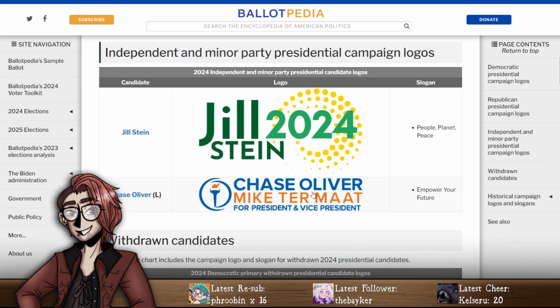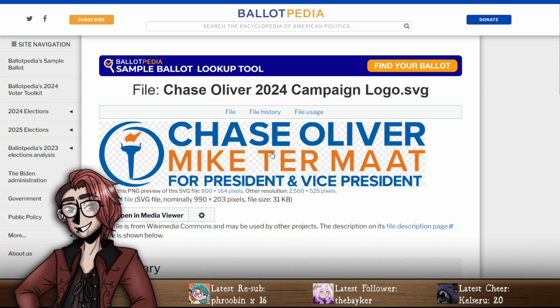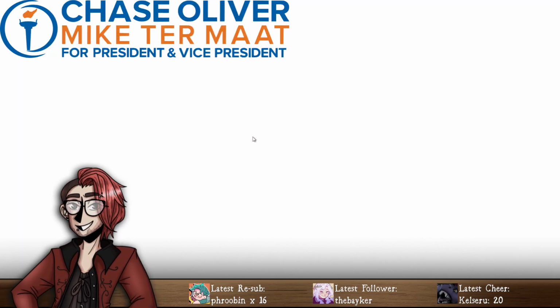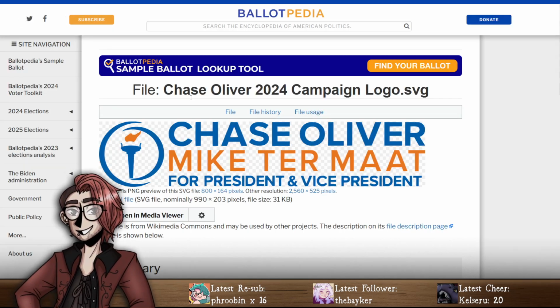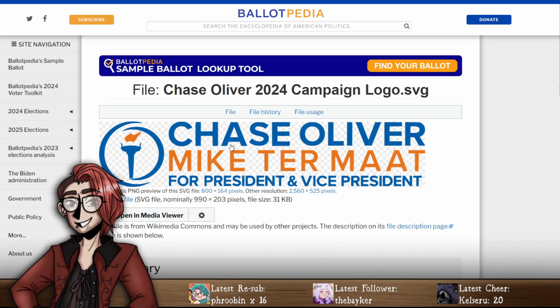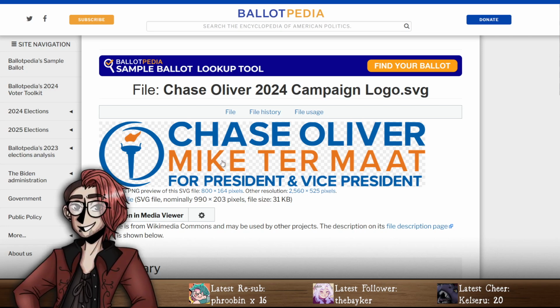Logo's not great either. Chase Oliver and Mike ter Maat. Is that Mike ter Maat? Kerning on here again. Kerning's all over the fucking shop. Chasm here, especially with the weighting here. You could park a tank here.